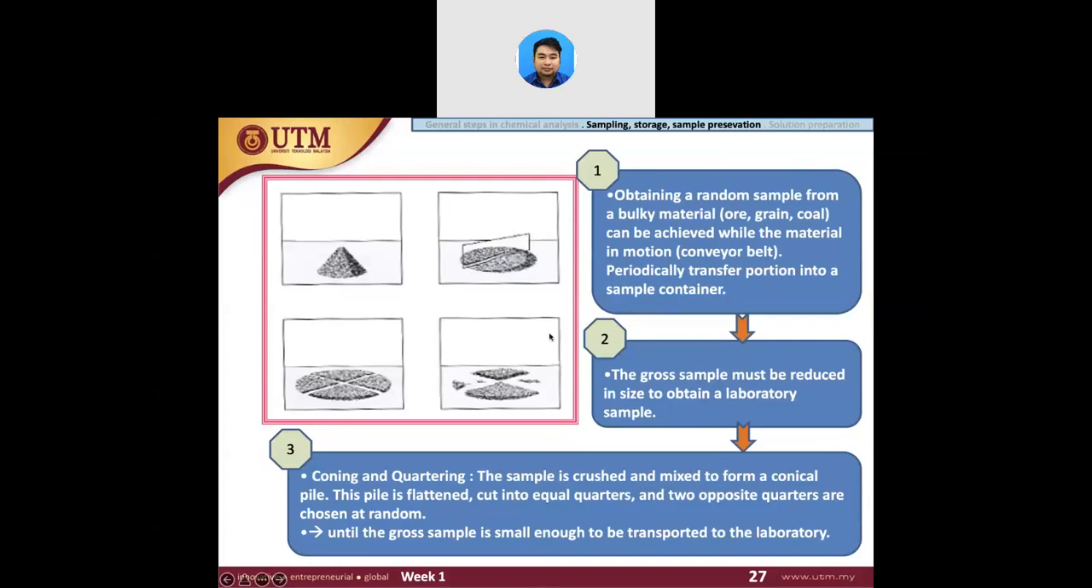Bila flatten, kita cut into quarters. Ada 4 quarters of a flatten circle ni, it will be cut into 4 quarters, and 2 opposite quarters are chosen at random, so we just choose 2 opposite quarters, until the gross sample is small enough to be transported to the laboratory. So it is wise lah daripada 1 ton to 100 kilo to 1 kilogram. Okay, so this is important lah for you to be able to do sampling for solids.